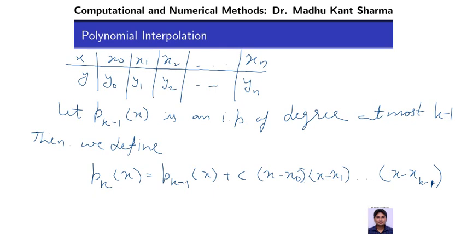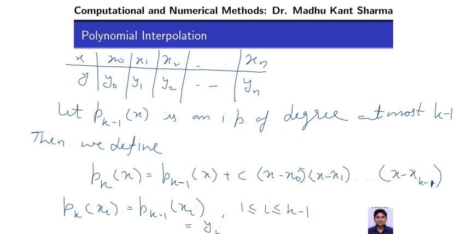Now note that pk of xi is equal to p(k minus 1) of xi whenever 0 is less than or equal to i less than or equal to k minus 1. So that is further equal to yi.